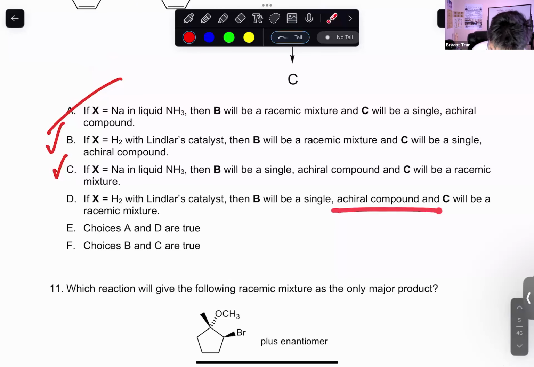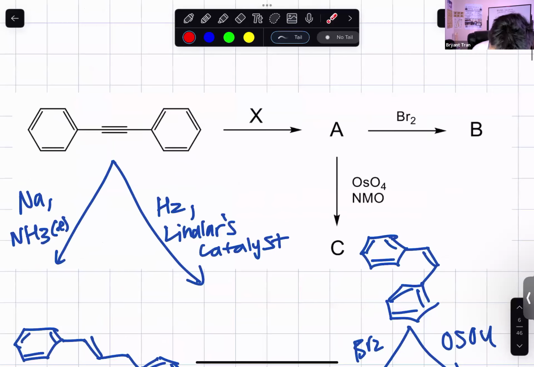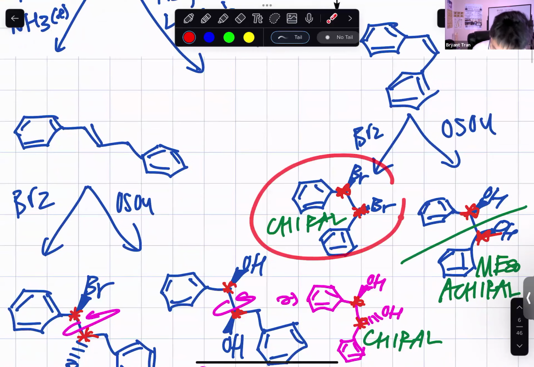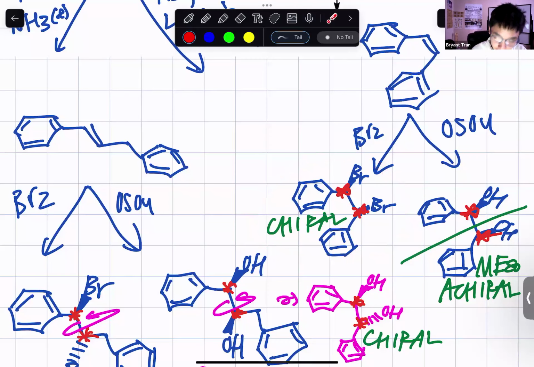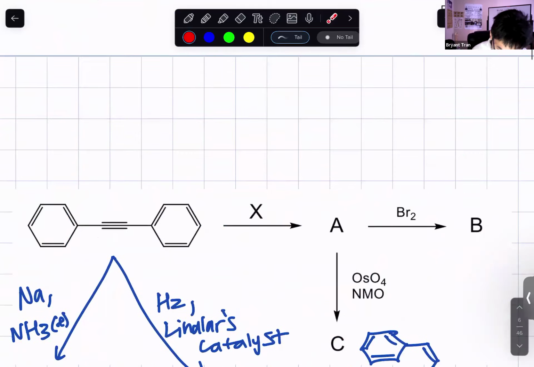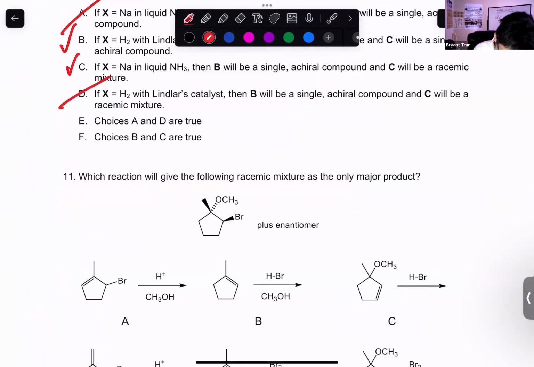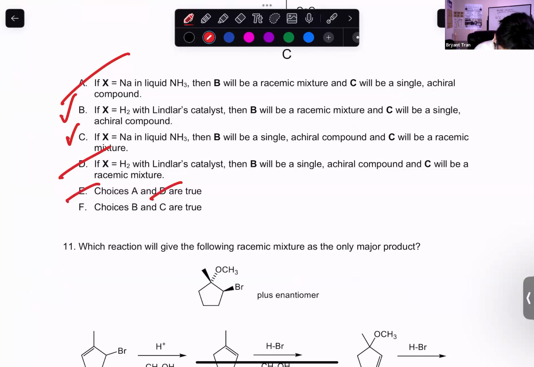This would not make sense, right? Because we end up with a chiral molecule, which will be able to form a 1-to-1 ratio of enantiomers, aka a racemic mixture. It is not achiral, right? Because there's no plane of symmetry. So this part of D does not make sense, right? So that would eliminate E, making the answer choice F.